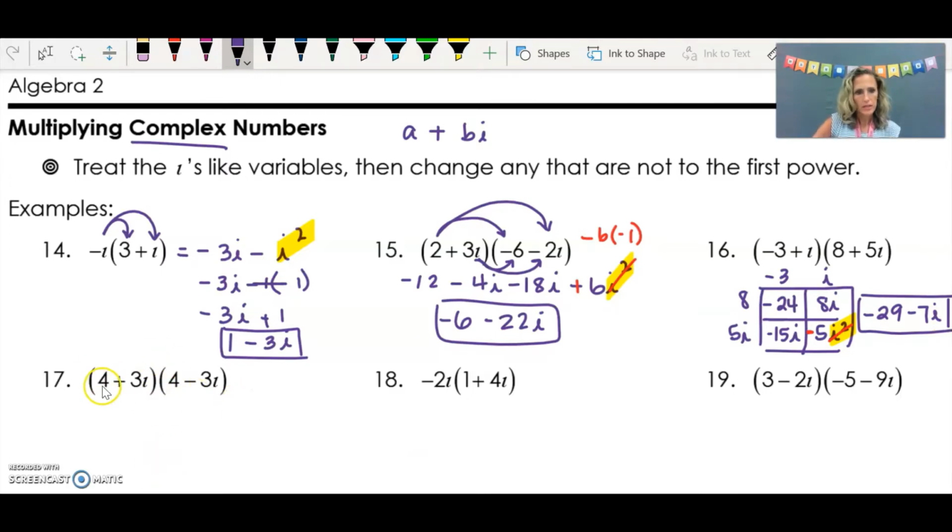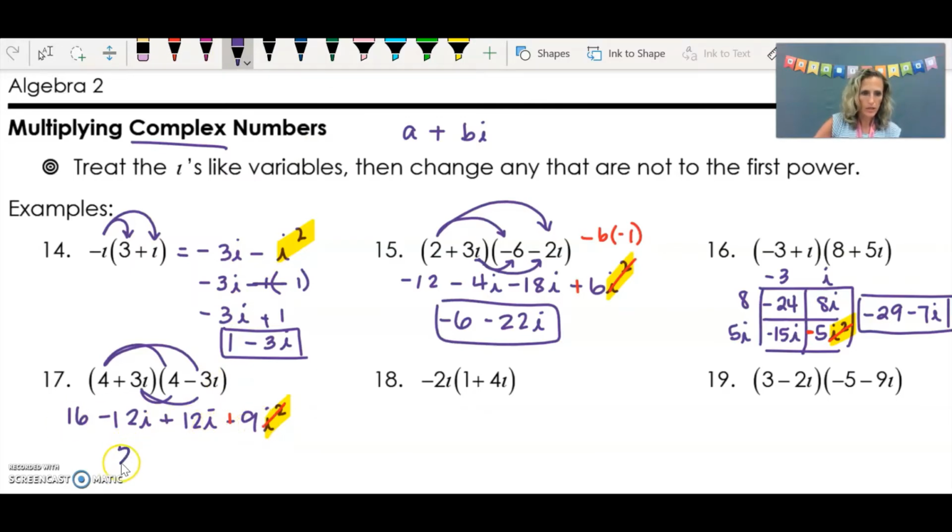All right, down here we'll do FOIL again. So 4 times 4 is 16. 4 times negative 3i is negative 12i. 3i times 4 is positive 12i. And 3i times negative 3i is negative 9i squared. We have our i squared here. So we're going to eliminate that i squared and change the sign. Again, that's because we had negative 9 times negative 1 gives us positive 9. And then we'll combine like terms.